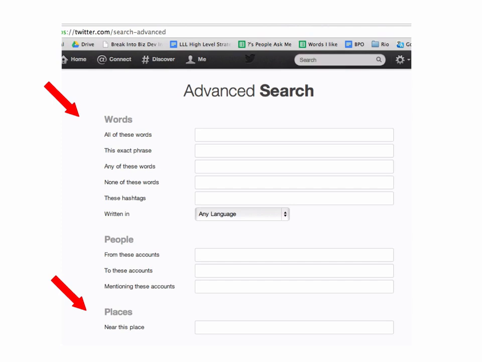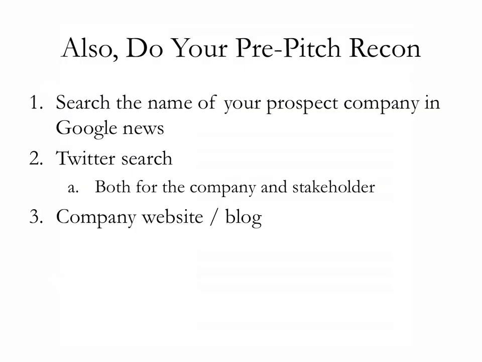So in the words section, you could type in the prospect's name, and then you could isolate that person by going to the places section and searching for the particular area where the company is headquartered. And this is just a very simple way to find your prospect's handle and, again, see what that person's talking about, what they're interested in, and then loop these conversational threads into the rapport building stage of the pitch.